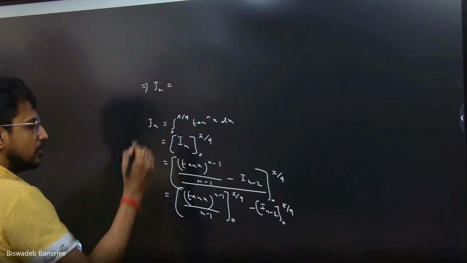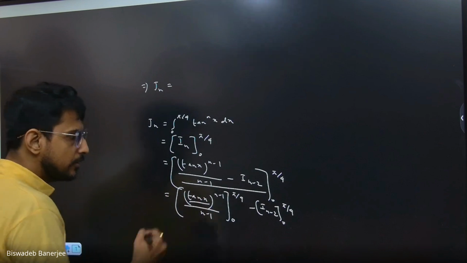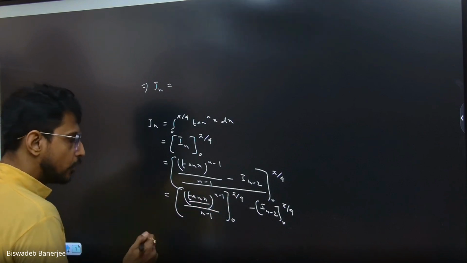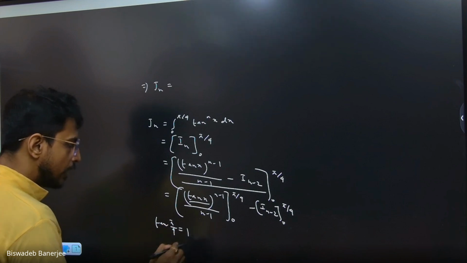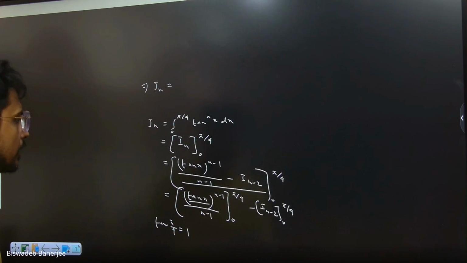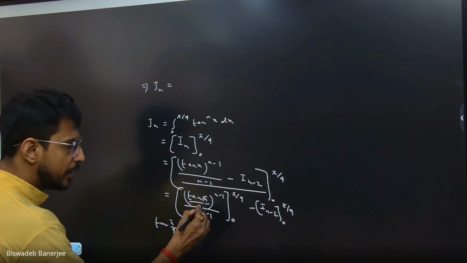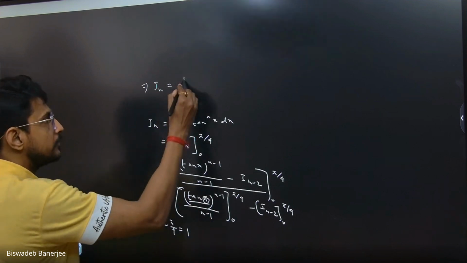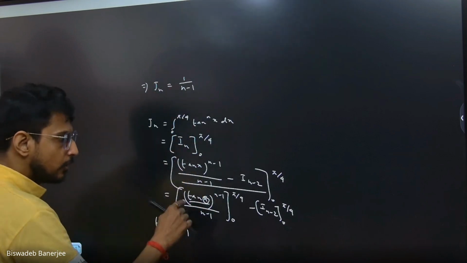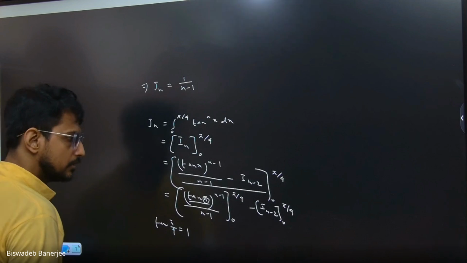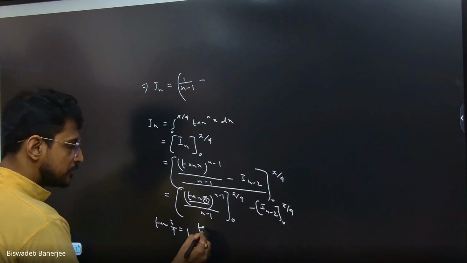My Jn is, at first, put x equal to pi by 4, upper limit. And we know that tan pi by 4 is 1. That's a very basic thing. So if we put x equal to pi by 4, this becomes 1. And 1 to the power anything is 1. And if we put the lower limit 0, we know tan 0 is 0.